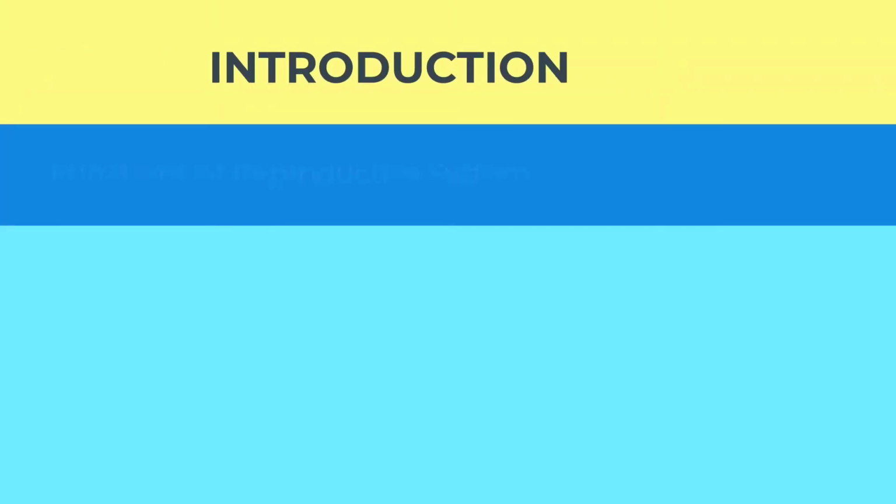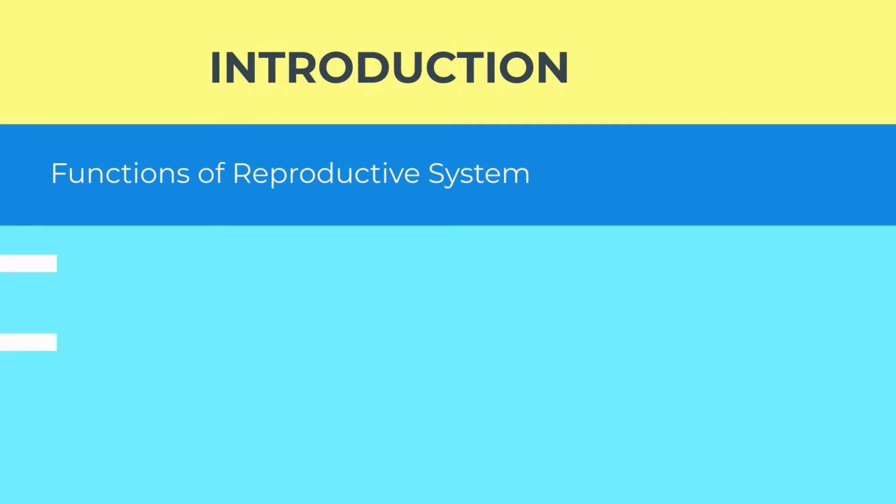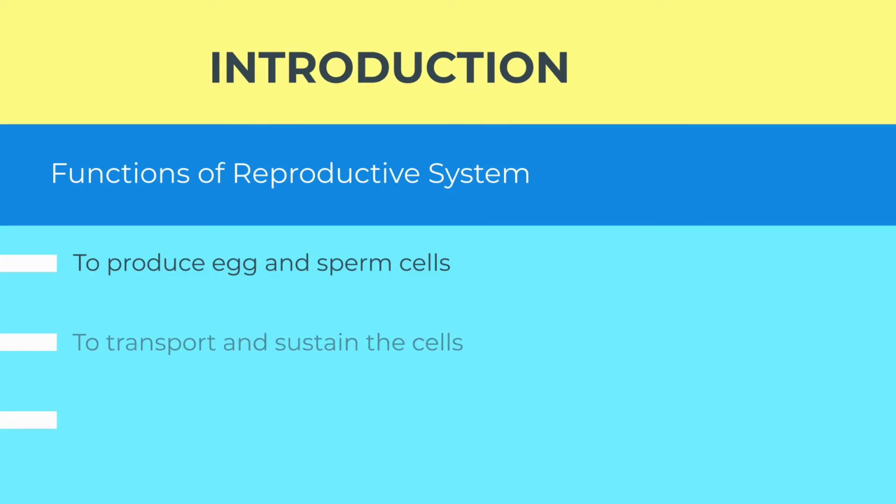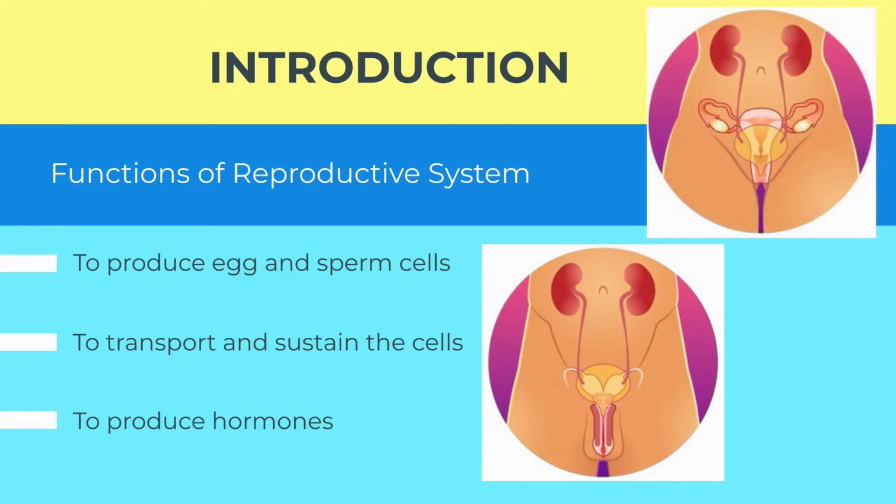Let us begin with the functions of reproductive system. There are three functions of reproductive system, which are to produce egg and sperm cells, to transport and sustain the cells, as well as to produce hormones. The details on the functions will be explained throughout the video.